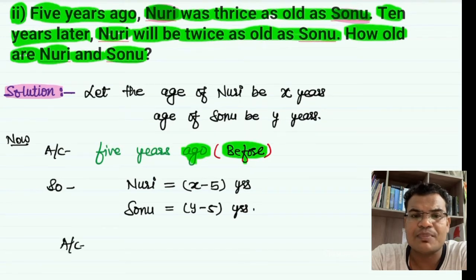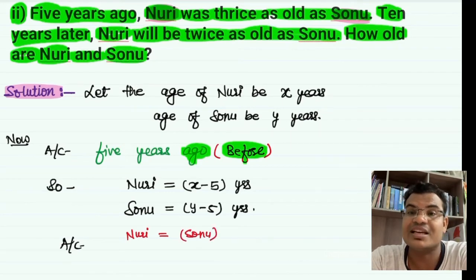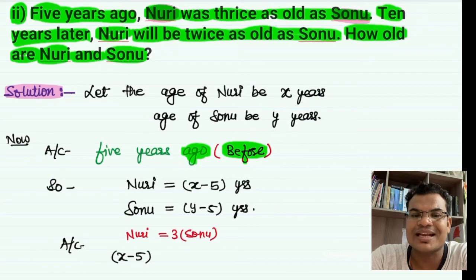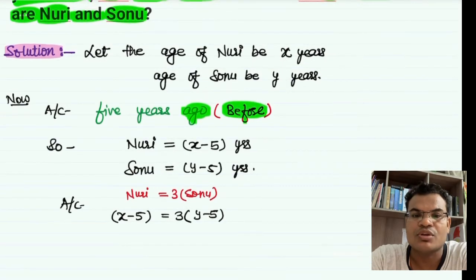After this we'll apply the condition that Nuri is thrice as old as Sonu. Nuri's age is fine, but she is thrice as old as Sonu, so three times more than Sonu. So we'll multiply 3 with Sonu's age, because this will make both sides equal. So Nuri's age x minus 5 is equal to 3 times y minus 5, the age of Sonu. Now we'll simplify after multiplying y minus 5 with 3. So 3 into y is 3y, minus 3 into 5 is minus 15.